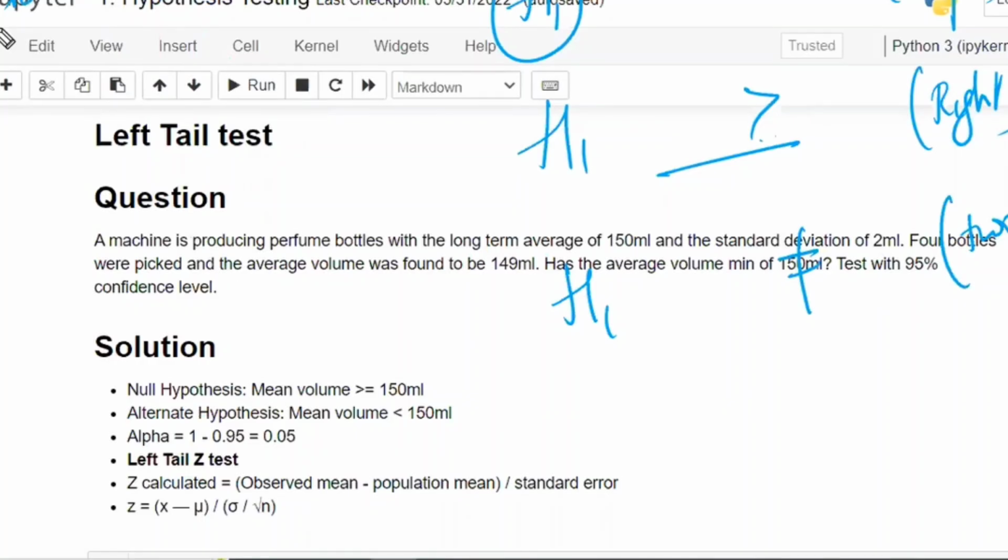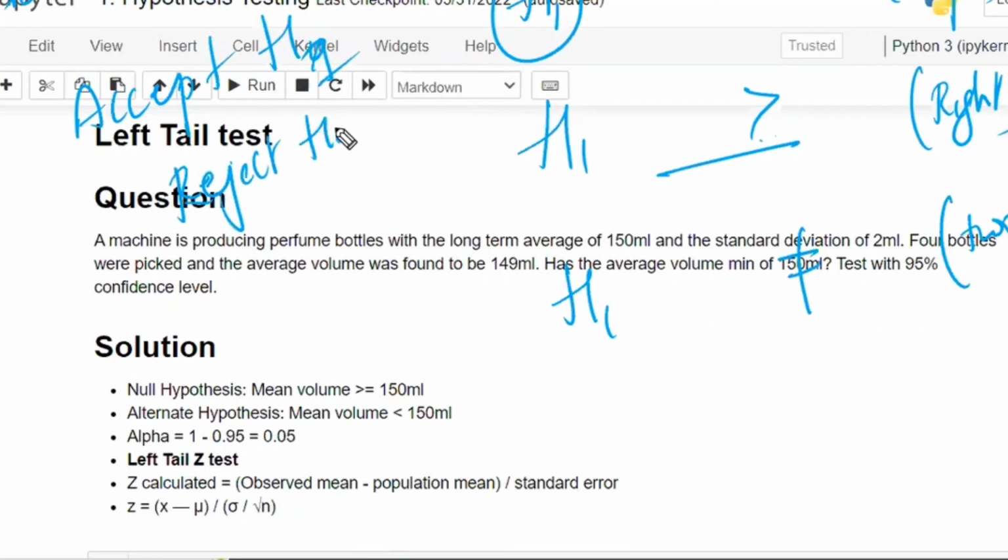Don't say "accept the alternate." Don't use the word alternate. If you want to say accept alternate, you have to say reject null hypothesis only. If you want to say reject the alternate, you also have to say accept null hypothesis only. Say always with null hypothesis only.